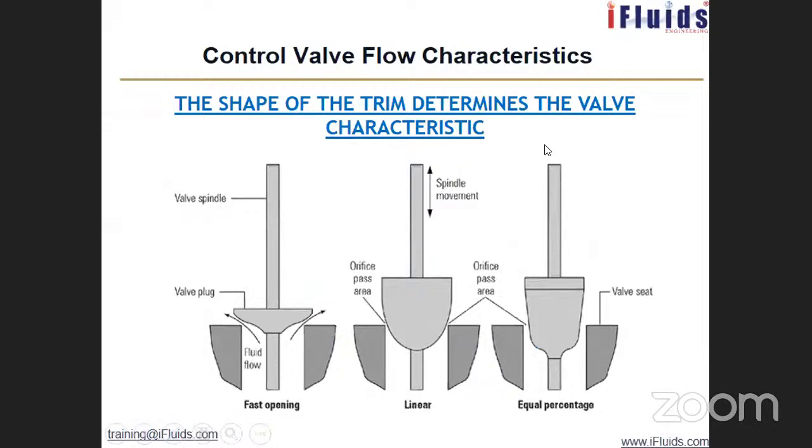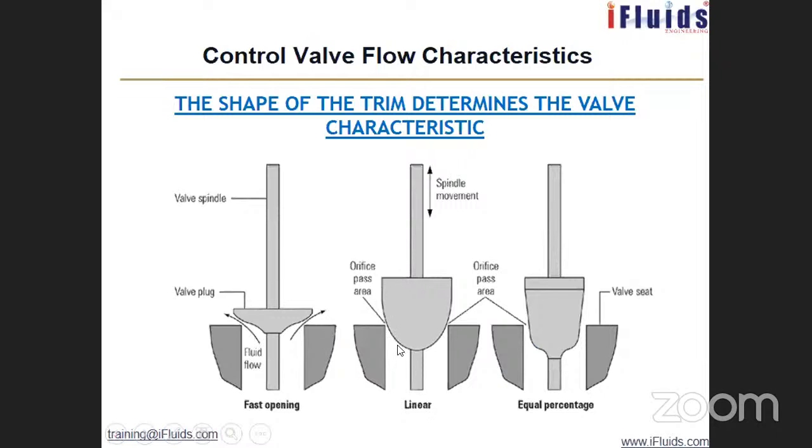The shape of the trim determines the valve characteristics. You see this is a flat type of disc, valve disc, and fast opening valve spindle here. This allows the flow like this, and this quick opening is for on-off valves. This kind of valve seat is preferred.